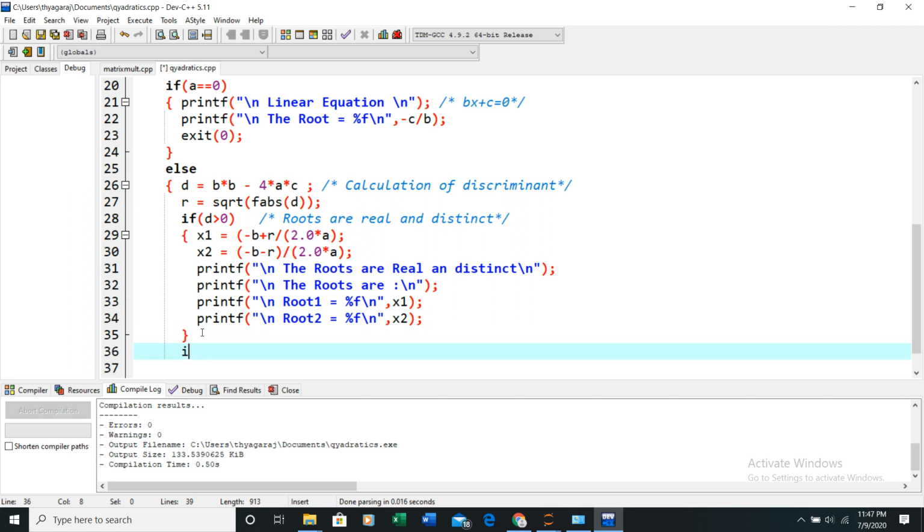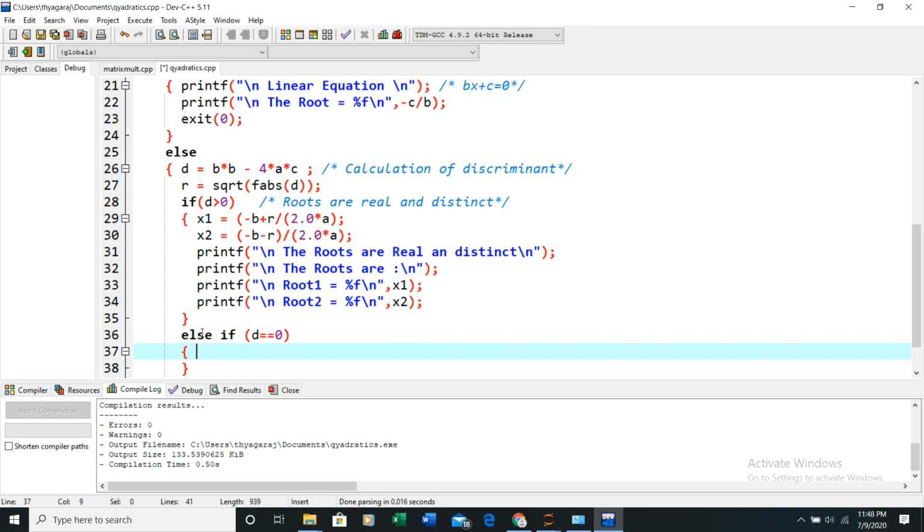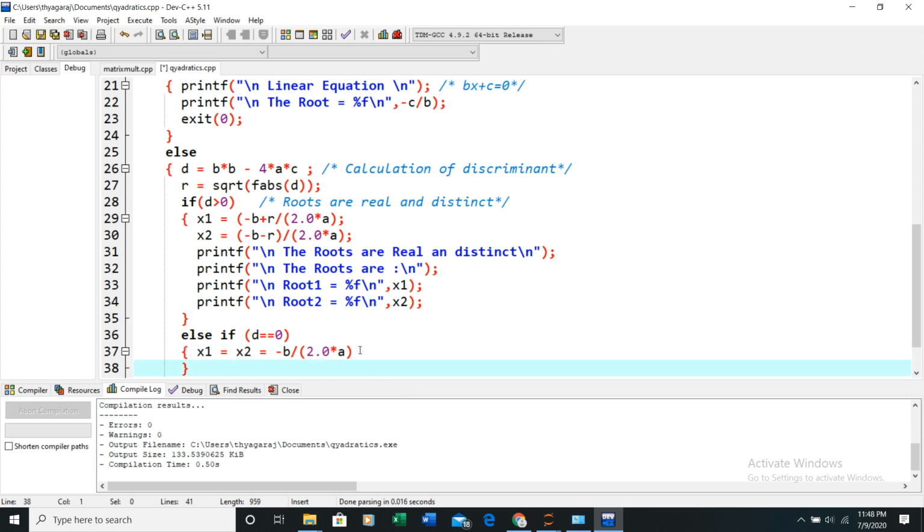else if d is equal to 0. Then there will be two roots, but both the roots will be equal to each other. Therefore we will take x1 equal to x2 equal to minus b divided by 2.0 star a, then I'll end with a semicolon.